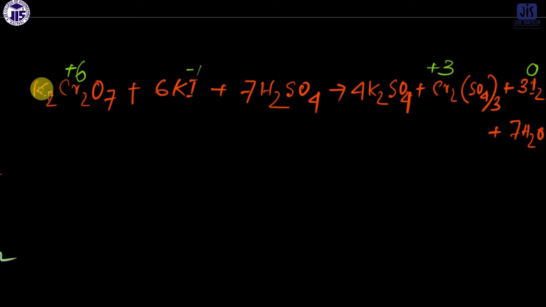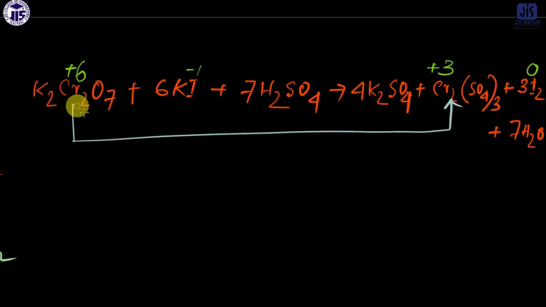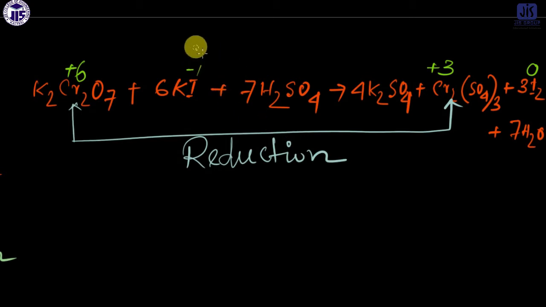So if you look at chromium, it goes from +6 to +3, which means the oxidation number is decreased. If the oxidation number is decreased, it is an example of reduction. On the other hand, iodine goes from -1 to 0, so the oxidation number is increasing, which is called oxidation.